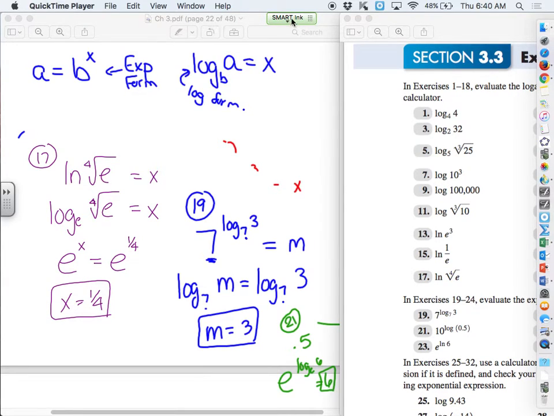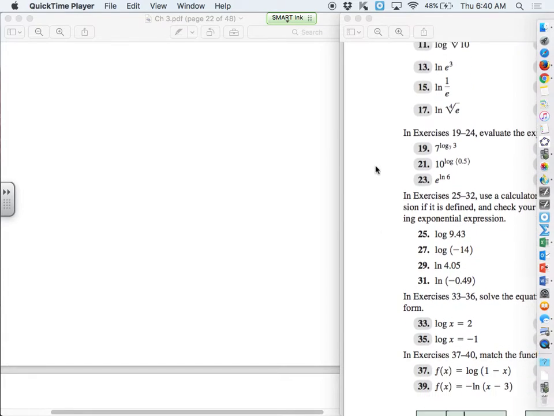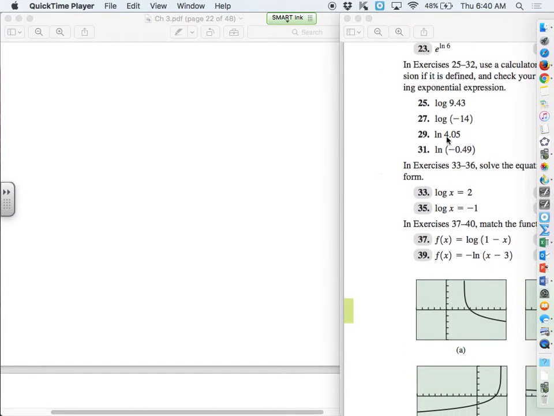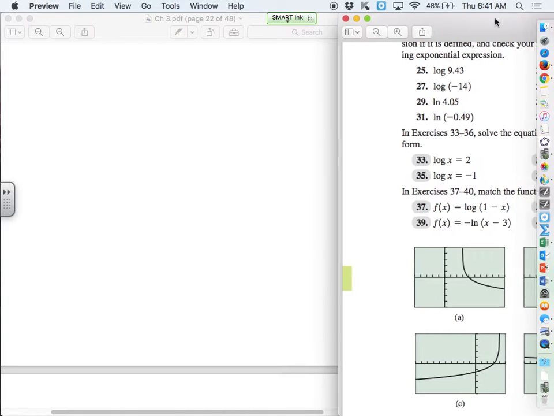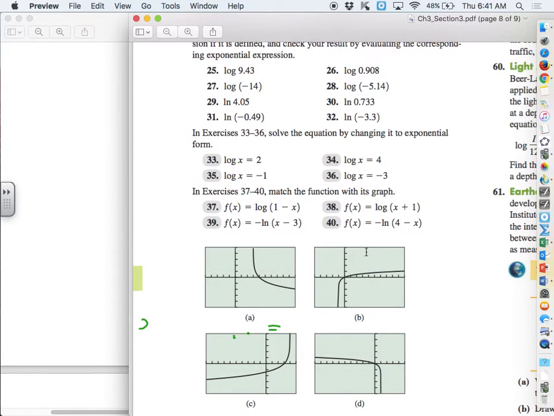All right, let me slide some of this stuff around here. 25 through 31, you were just typing those in your calculator. For 27 and for 31, you're going to get an undefined value because you can't take the log or the natural log of a negative value. And then 37 through 40, you were just matching the graphs with the transformations there. And you could type those in your calculator if you like. I'm not going to ask you much in terms of translations there.